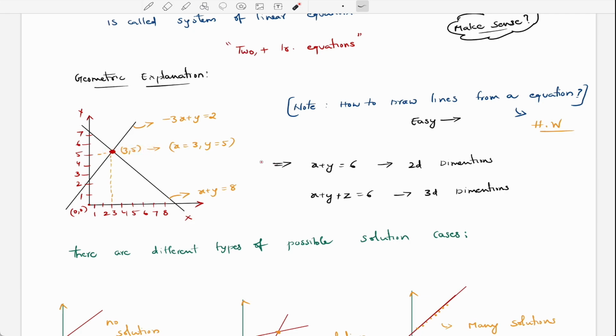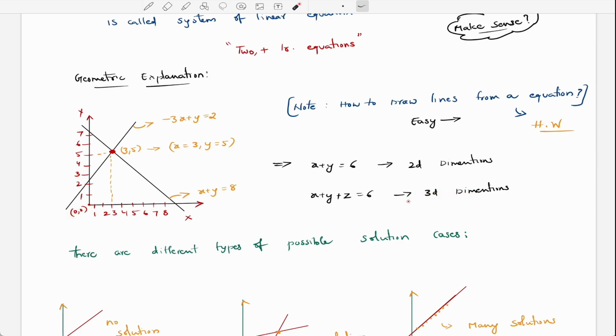So we have two dimensions. This is 2D, right? If we have a z-axis over here, then it will become 3D, right? So we have an xy plane. If x plus y is equal to 6, this is 2D, and if we have x plus y plus z equal to 6, we have a z plane over here. This is a 3D dimension.